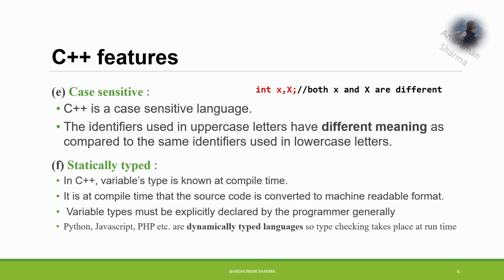Next is case sensitive. A case sensitive language is one in which an identifier can be written in uppercase or lowercase, as you can see, x and capital X. Both are different identifiers in this case because they have different meanings. C++, like C, treats identifiers in lowercase differently from those in uppercase. Therefore it is called a case sensitive language.